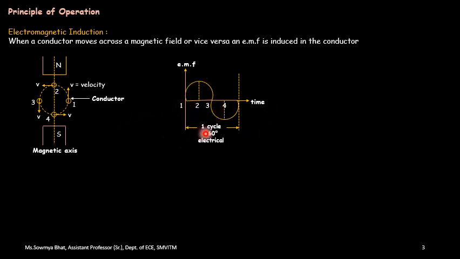I have considered one full cycle of 360-degree electrical angle. So now if I start with position 1, it is not having any sort of EMF generated. So it is equal to 0 because both are parallel to each other. When the conductor starts to revolve or rotate in between the first as well as the second position, there will be some amount of velocity which will not be parallel with the magnetic field lines, but it will be perpendicular to the magnetic field lines.